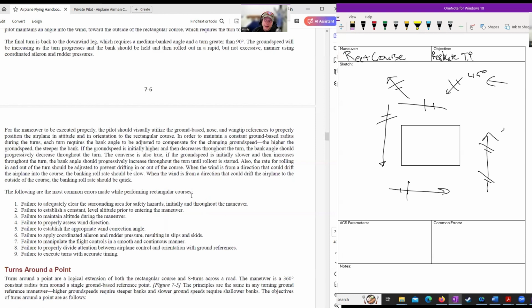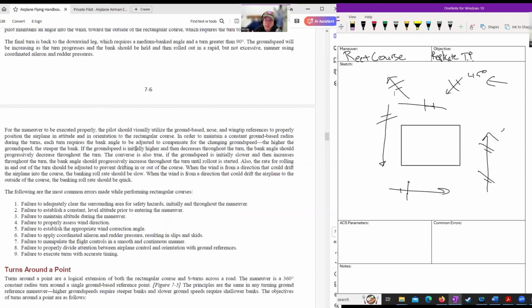In order to maintain a constant ground-based radius during the turns, each turn requires the bank angle to be adjusted to compensate for the changing ground speed. The higher the ground speed, the steeper the bank. If the ground speed is initially higher and then decreases throughout the turn, the bank angle should be progressively decreased throughout the turn. The converse is also true.